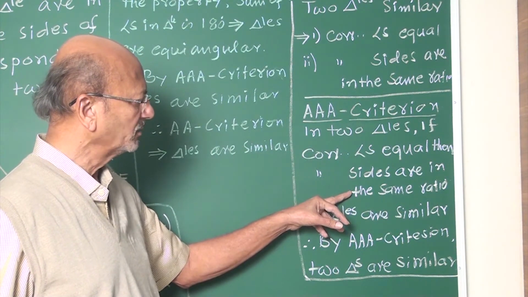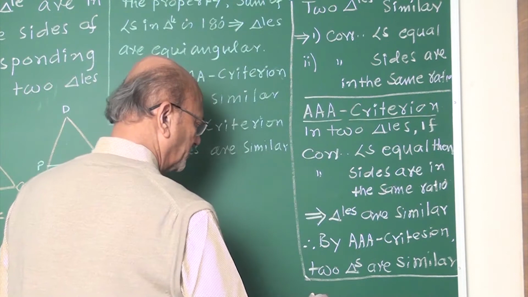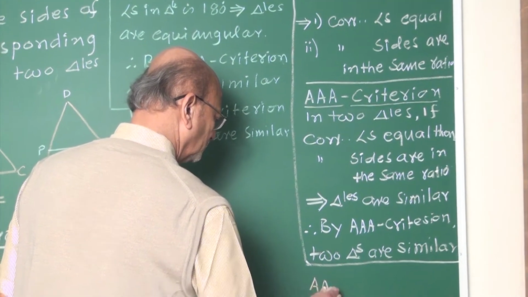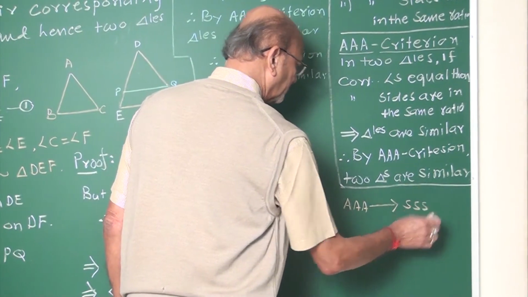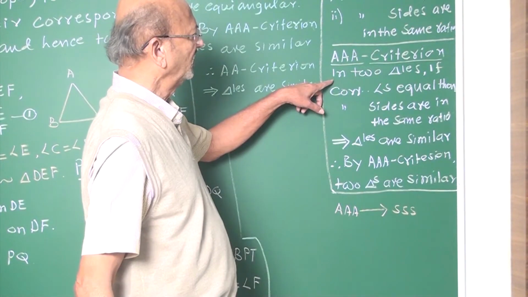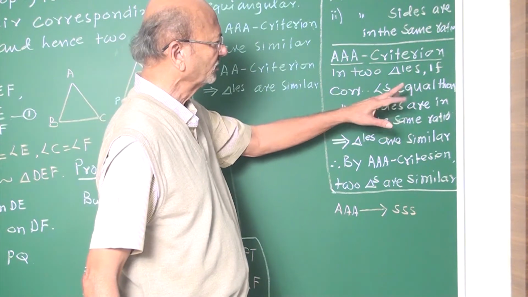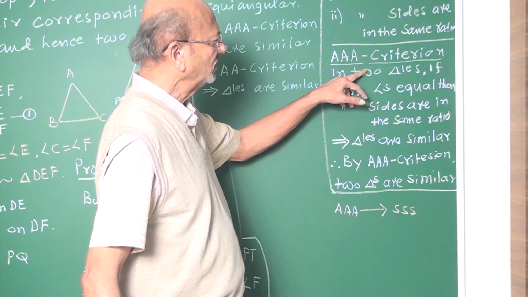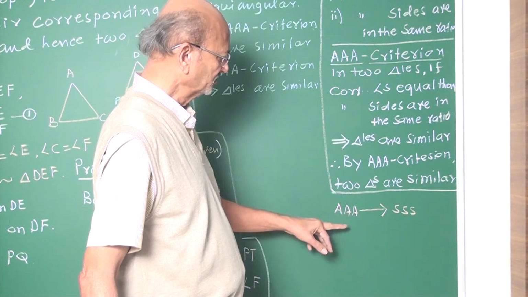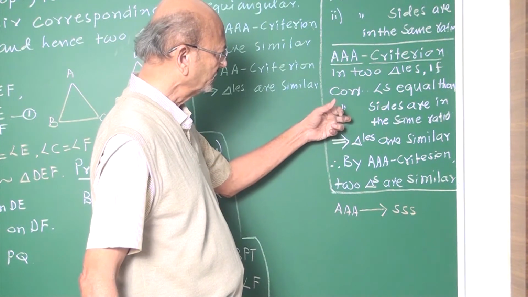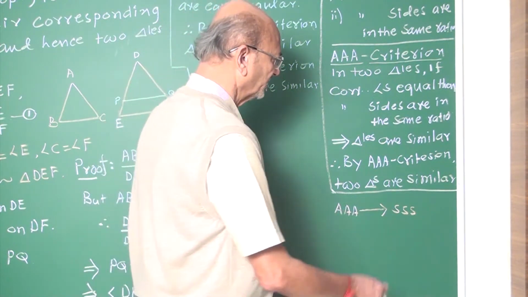From triple A to triple S we have done, my friends. So this implies triple A criterion implies triple S criterion. See, my friends, in two triangles, if the corresponding angles are equal, meaning the angles of one triangle are equal to the corresponding angles of the other triangle, then the sides are proportional. Therefore, through this theorem, this property, triple A criterion implies triple S criterion.